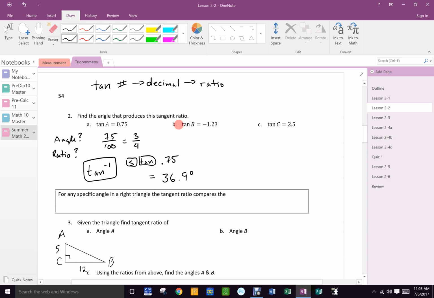Now, I don't want to talk about B for a moment. Okay? I don't want to talk about B right now. I want to go over to C. Everybody tell me the angle for C. So tan -1, which is shift tan, equals 68 degrees. We don't usually bother with decimals with our angles, because believe it or not, angles are measured like time. They're not measured with decimals. Angles are broken down into minutes and seconds.